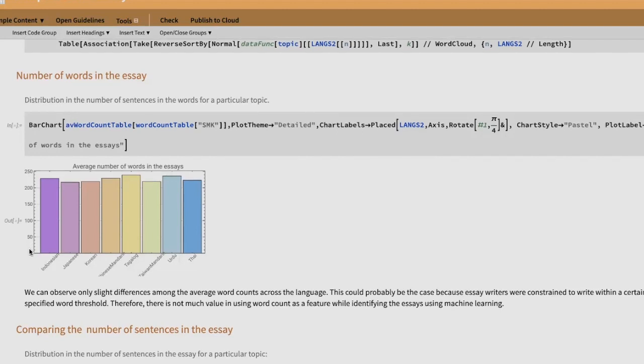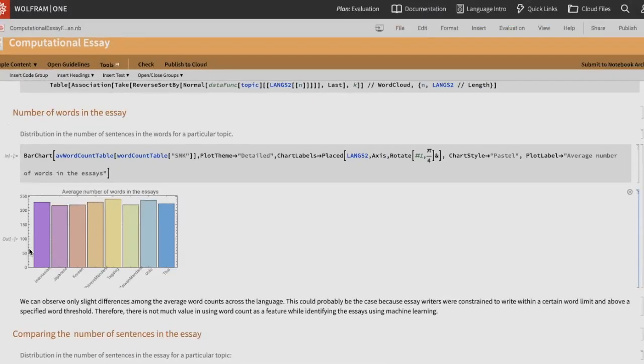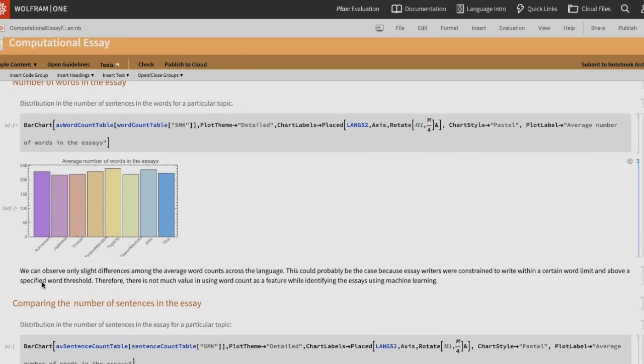And yes, we can observe that there was just slight variation. There weren't many trends that can be inferred from this bar graph. And upon going through the ICNALE documentation, I realized that they had to write under a certain word limit, and they were specified by a word limit. And therefore I found that there was not much value in using the word count as a feature, at least as far as my data set was concerned.